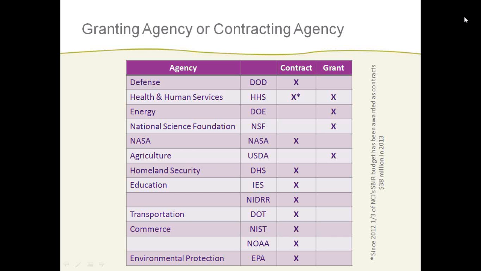So the big granting agencies include not only NIH, but Department of Energy, National Science Foundation, and Agriculture. Now, we're not going to be able to talk about all these agencies today in terms of the scope and the structure of the projects, but I will be using several of these as examples. So I'll be using DoD as an example of a contracting agency when we talk about expectation and structuring and planning your project, and I'll talk both about Health and Human Services and the National Science Foundation as granting agency examples.